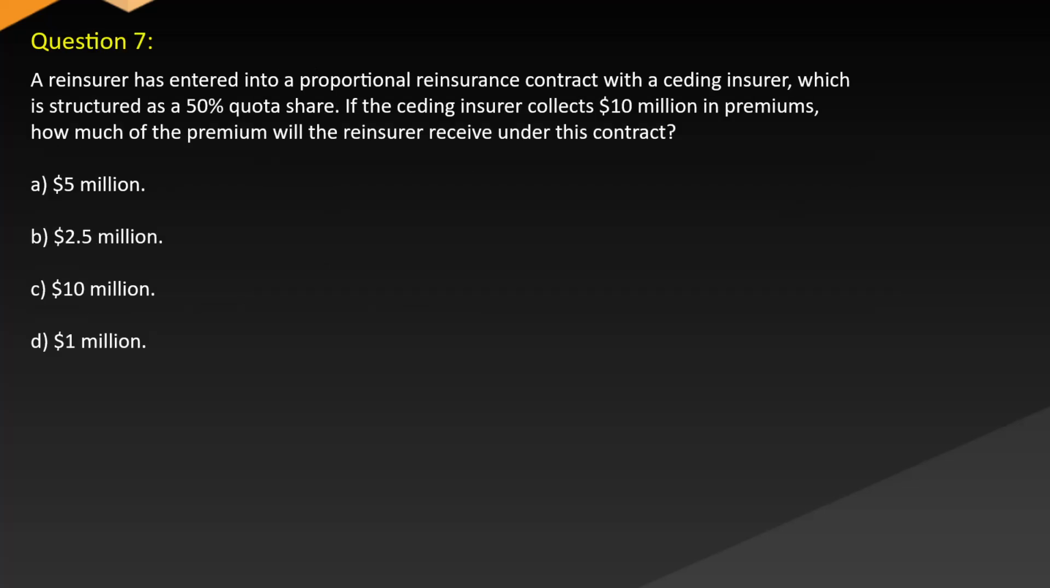Question 7. A reinsurer has entered into a proportional reinsurance contract with a ceding insurer, which is structured as a 50% quota share. If the ceding insurer collects $10 million in premiums, how much of the premium will the reinsurer receive under this contract? A. $5 million. B. $2.5 million. C. $10 million. D. $1 million.